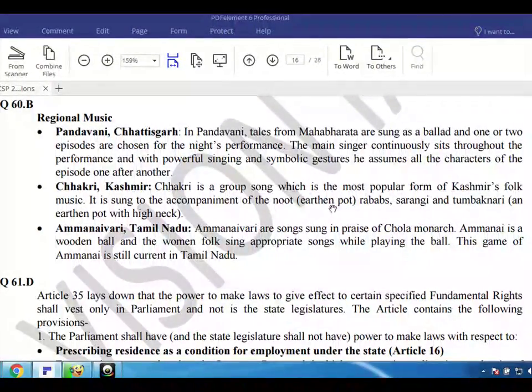Ammanai Vari, Tamil Nadu. Ammanai Vari are songs sung in praise of the Chola monarch. Ammanai is a wooden ball, and the women folk sing appropriate songs while playing the ball. This game of Ammanai is still current in Tamil Nadu.